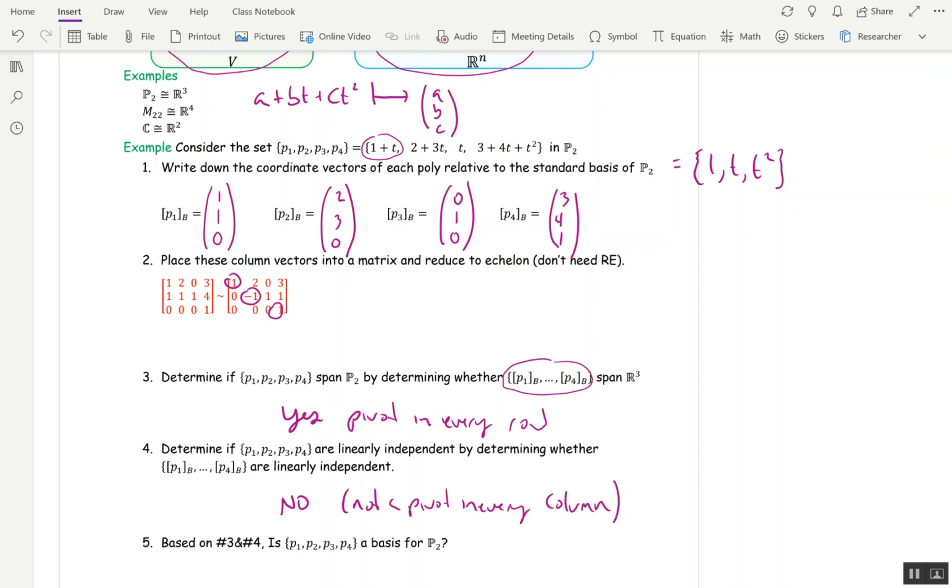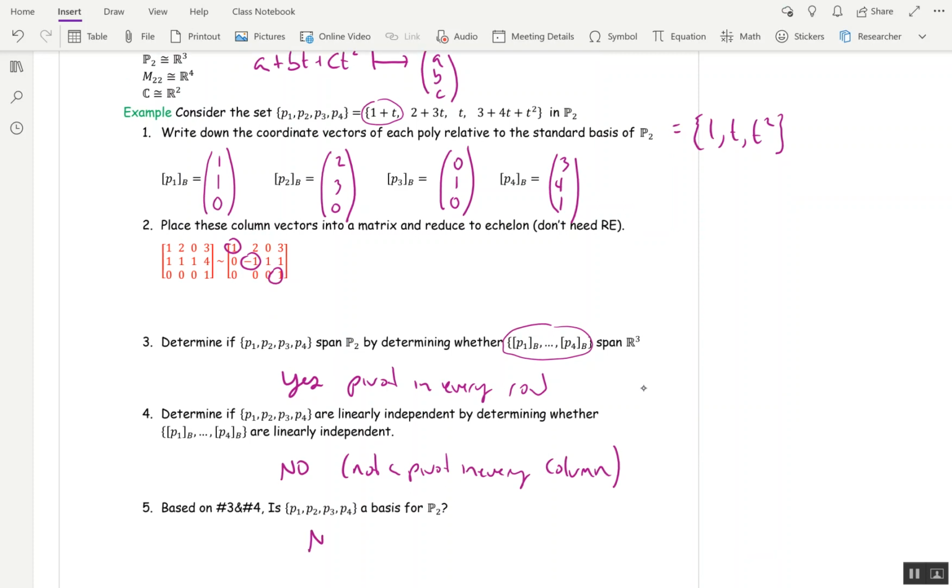All right, based on answers 3 and 4, do P1 through P4 form a basis for P2? No, they span, but they're not linearly independent. And for a basis, you need both. So what we were able to do is look at 4 polynomials, and it wasn't clear whether or not they formed a basis for P2. But by translating the problem into coordinate vectors and looking at vectors in R3, we could solve the problem in R3, which we're familiar with, and then go back and make a conclusion about the vectors in P2.